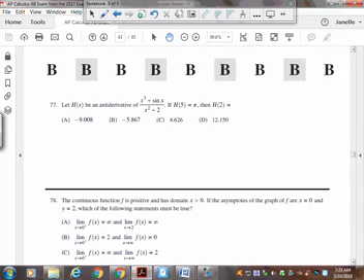Okay, number 77. Let H be the antiderivative of this formula. What does an antiderivative stand for? What's the opposite of taking a derivative? Integration. So H is going to be the integration of this problem. Everybody with me so far? Now, they give us a value, H of 5 is pi, and let's find H of 2. And this is on the calculator active portion of the test.